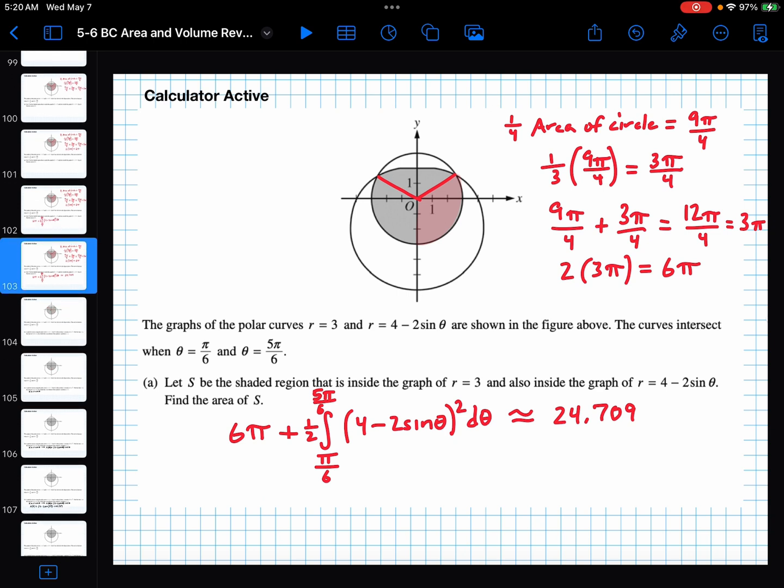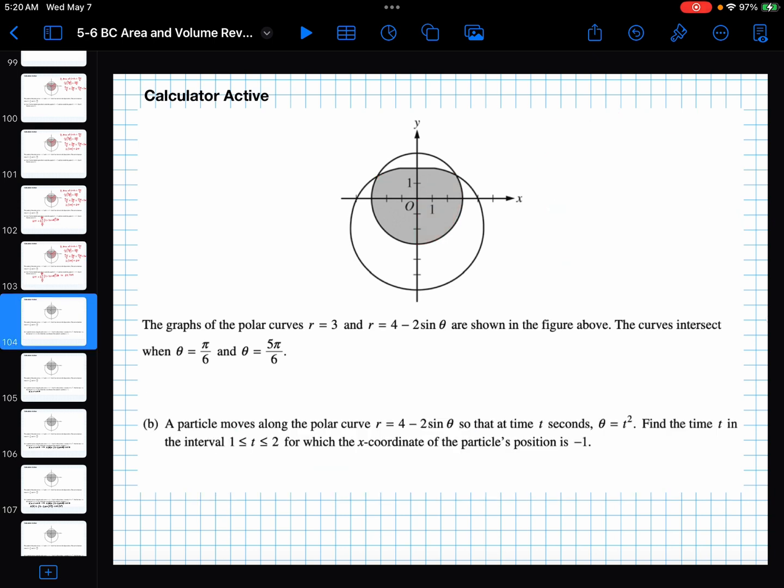All right, now not all of the parts of these questions are area related, but we will go through them because you're going to get these sections as well, so it's important to review this process as well. So part B, now this is particle motion along the polar curve, and they throw a little trickiness in here.